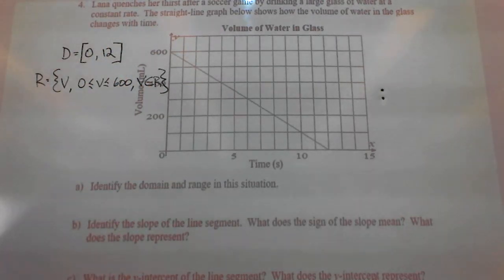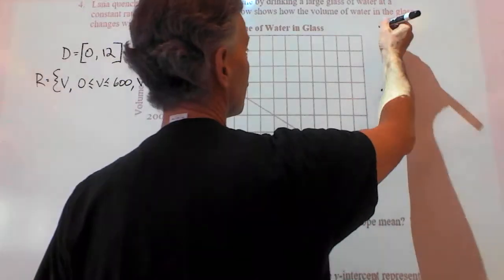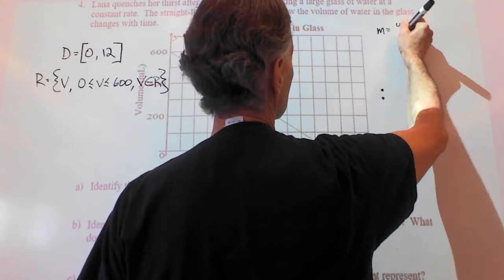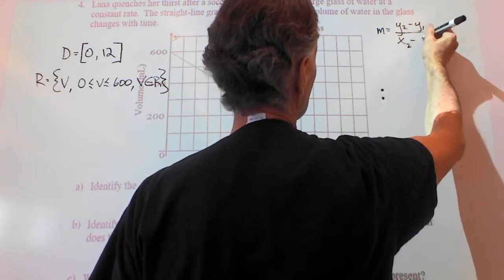Identify the slope. Well, how do we solve for slope? With our friend the slope formula. Slope equals y2 minus y1 over x2 minus x1.